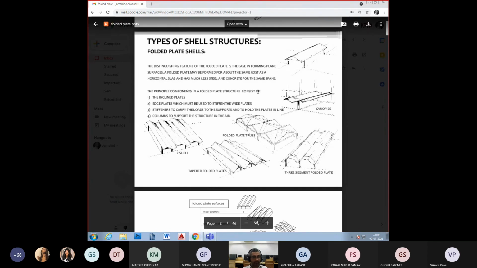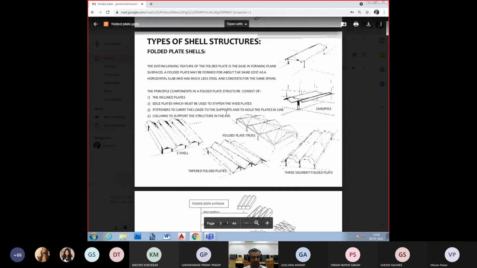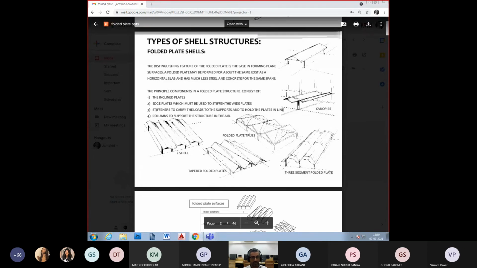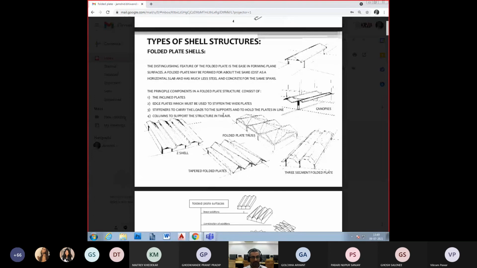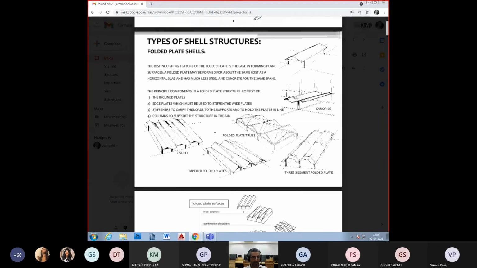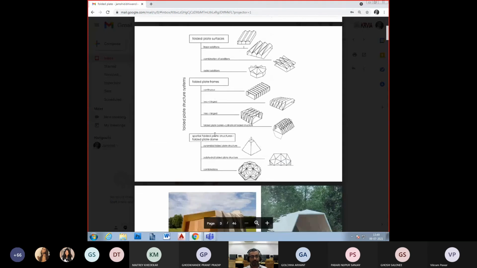Folded plates largely work with the inclined plate and the edge plate, which is used to stiffen the wide plate, which we spoke about as the diaphragm beam, and stiffeners to carry the load to the supports, from the plates in line, and columns finally. So it comprises the folded plate, the diaphragm beam, and then naturally the position of the column in the longer span or the shorter span, depending on how the format works.